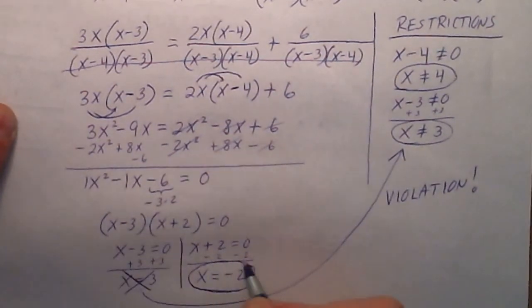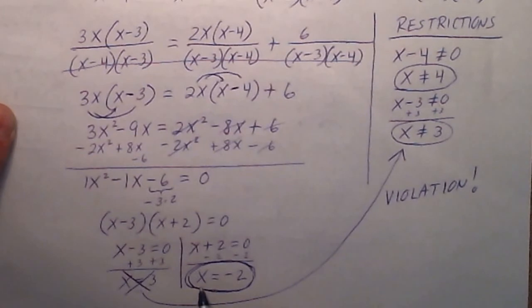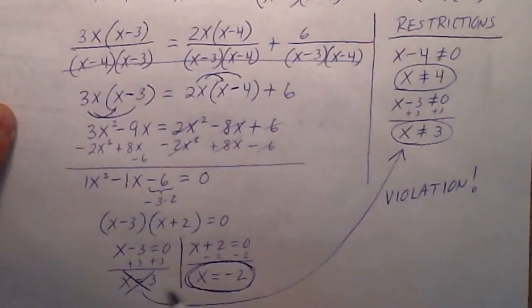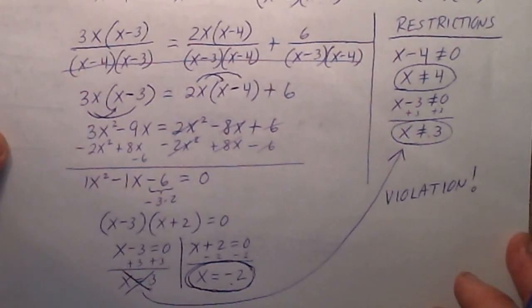So make sure you check your solution or solutions with any restrictions you place on your equation, because if you do get a violation, you're going to have to toss out that solution. So the only solution to this equation is -2, not 3. So we're done with this problem.